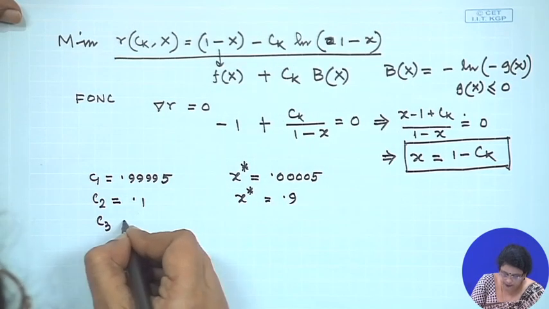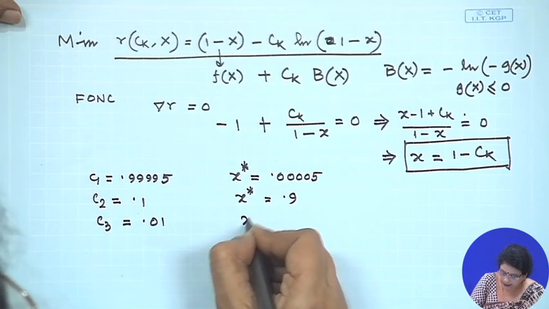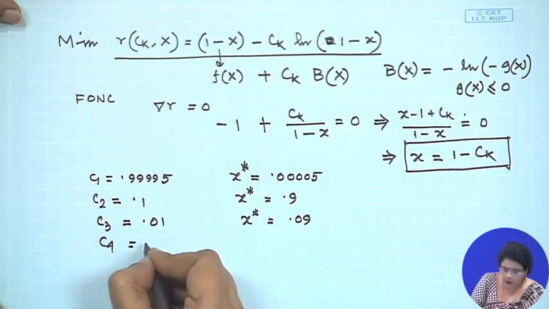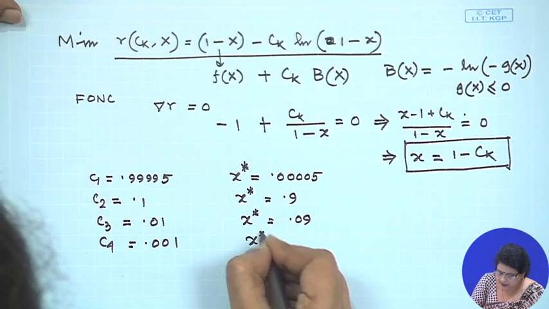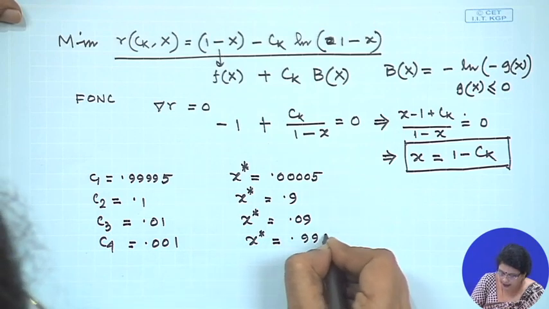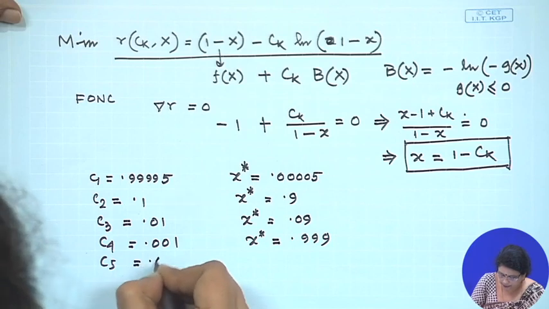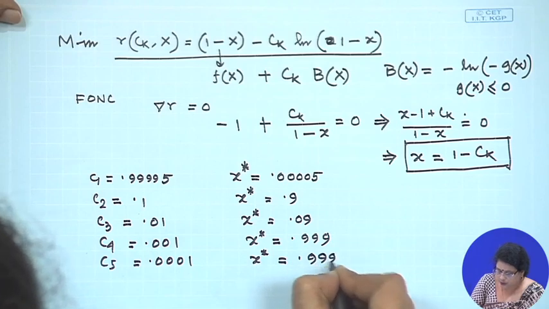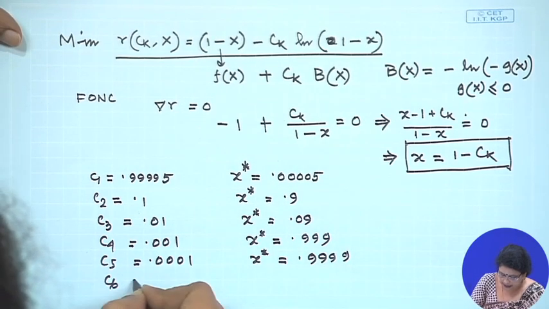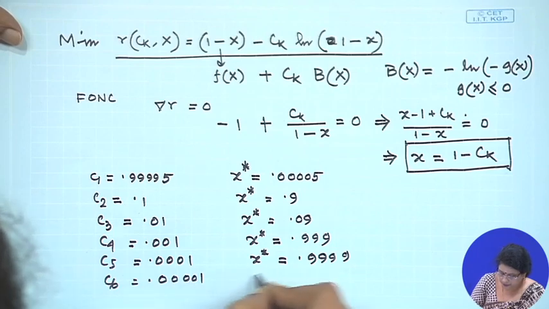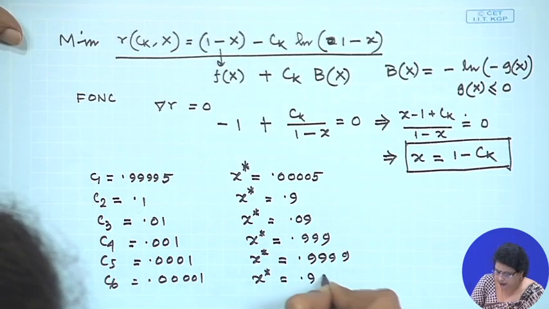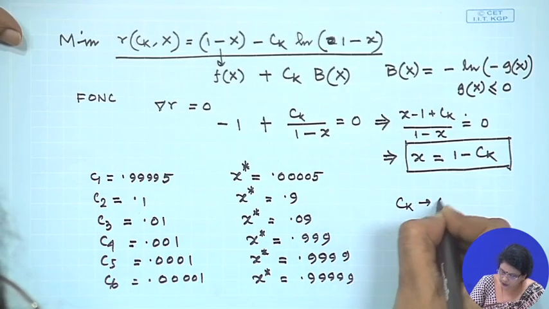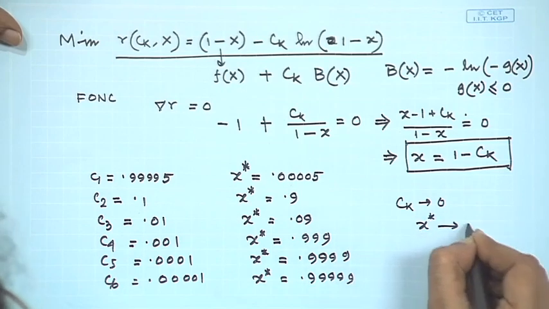If I consider C3 is equal to 0.01, then x star would be equal to 0.99, C4 is equal to 0.001, x star would be equal to 0.999. Similarly, C5, what do you see in the pattern? It is approaching 1. C6, we can go further. Okay. What we see is that if c_k is tending to 0, x star is approaching 1.